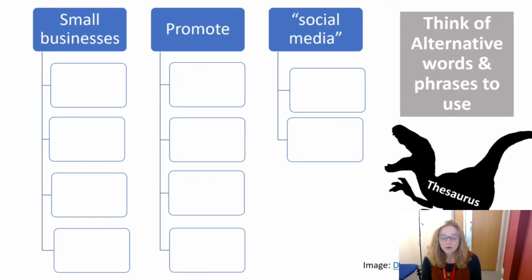Pause this video for a quick exercise. Can you think of alternative words to use for the phrases I've identified? I read them on the screen. Small businesses, promote, social media. What I want you to do is to think of alternative words and phrases. If you use a thesaurus, you can go on the internet. Just spend a few moments thinking of other words that you can use to describe the words that I've drawn out as keywords here.